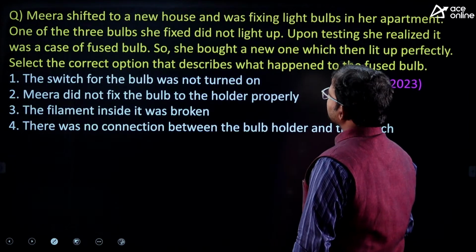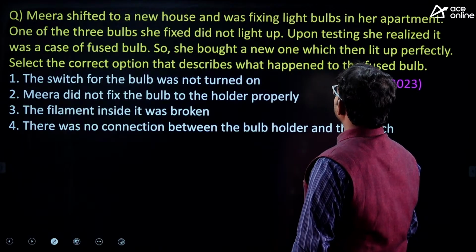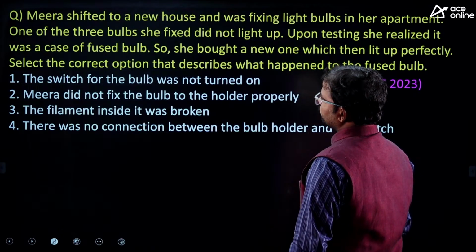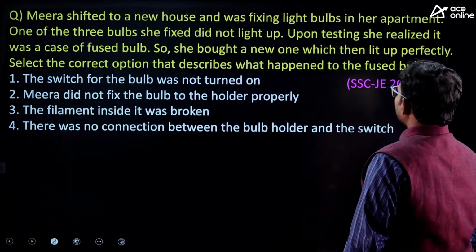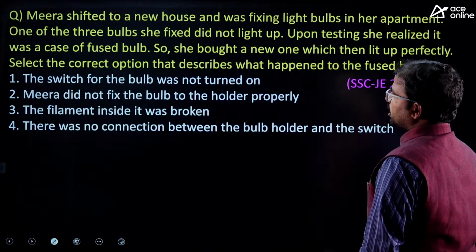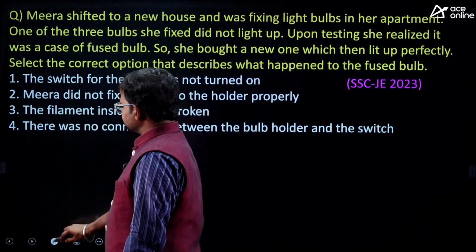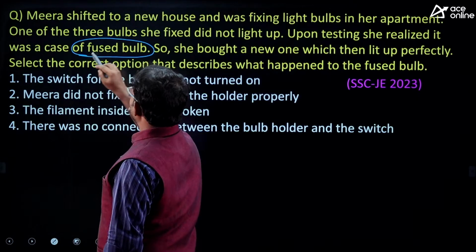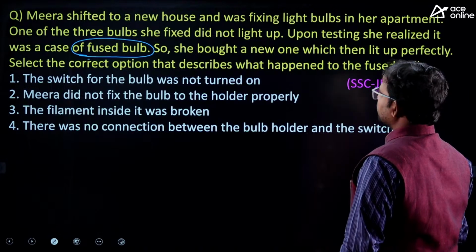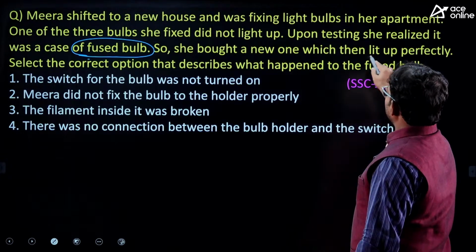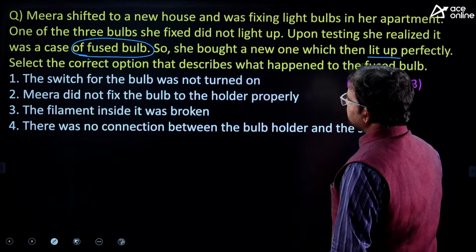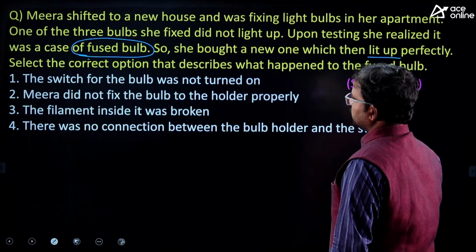So Meera shifted to a new house and was fixing a light bulb in her apartment. One of the 3 bulbs she fixed did not light up. Upon testing, she realized it was a case of fused bulb. So she brought a new one which then lit up perfectly. Next, select the correct option that describes what happened to the fused bulb.